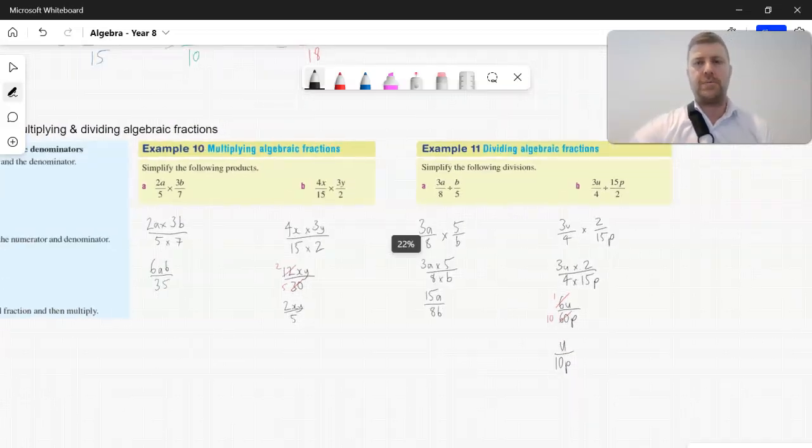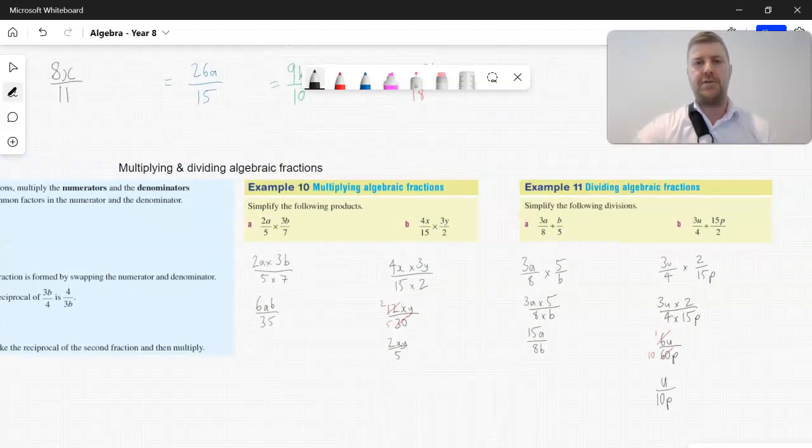So there it is, guys, multiplying and dividing algebraic fractions. Hopefully that helps.